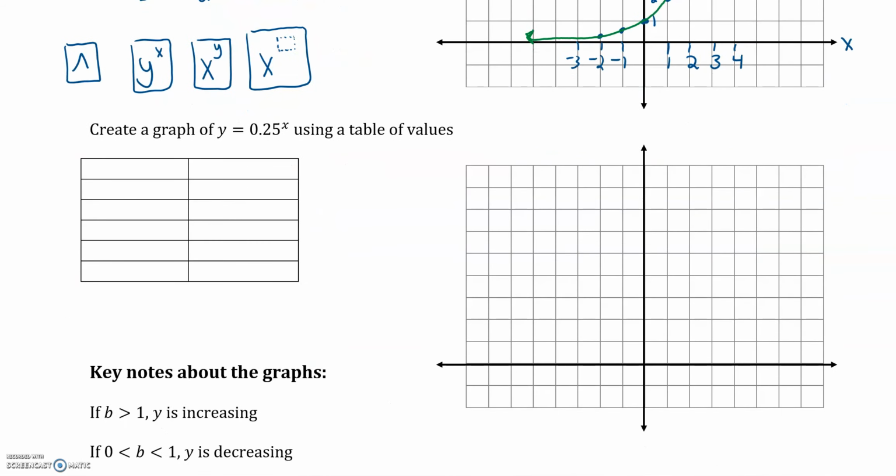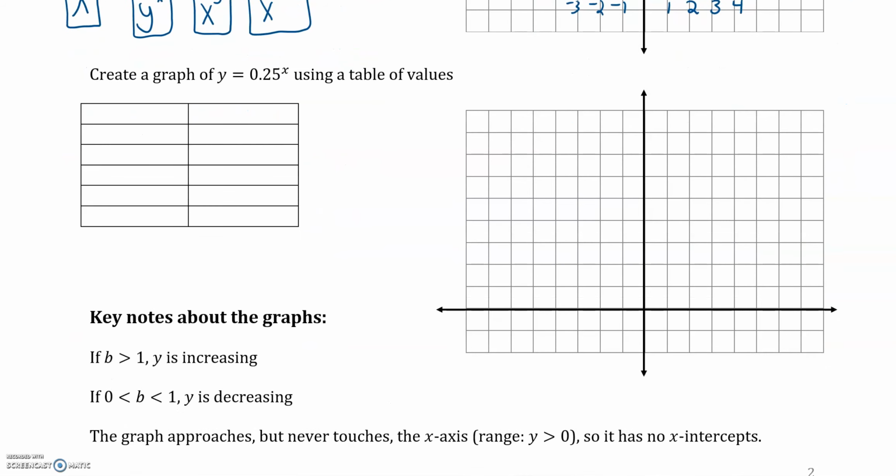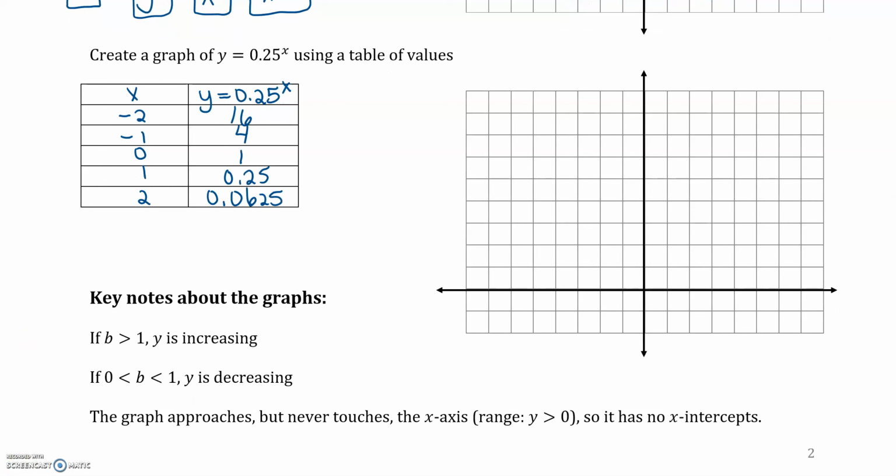The second example for graphing an exponential equation is y is equal to 0.25 to the power of x. We're going to graph this exponential equation using a table of values. So we have our x values ranging from -2 up to 2, and y is equal to 0.25 to the power of x. Pause the video now and calculate each of these y values. Now that we've filled out our table of values, we can plot them on the graph.